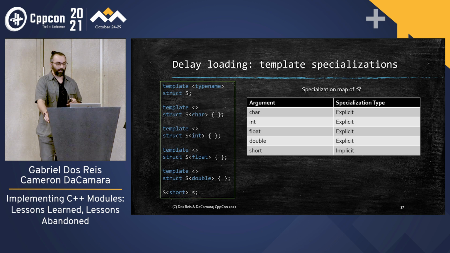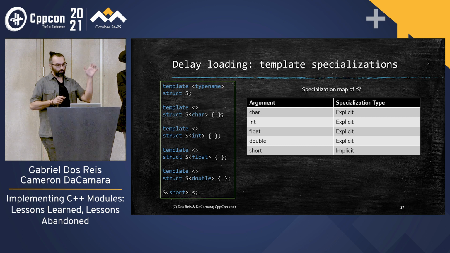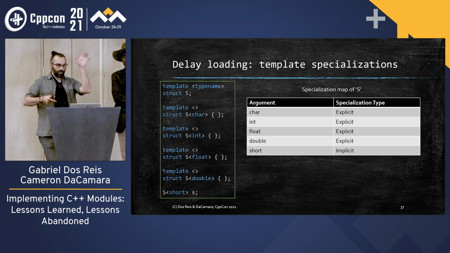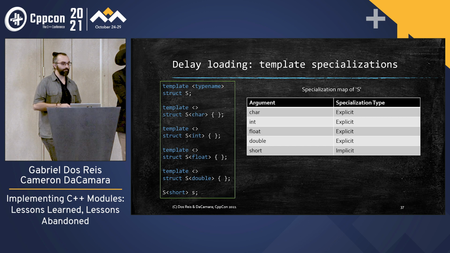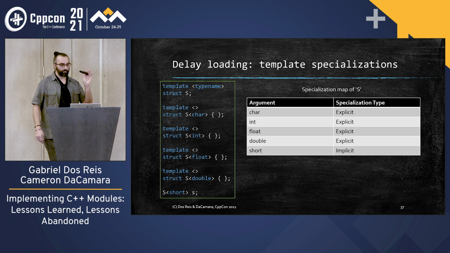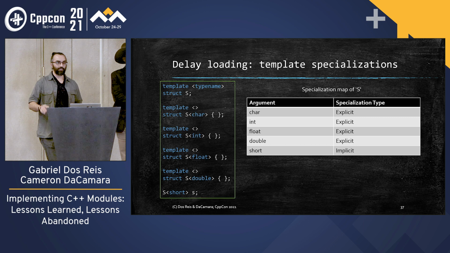And every compiler is going to have some kind of representation which is similar to this for templates. So when you create a template, it's going to create this map of specialization arguments to what type of specialization it is. In this case, we have a whole bunch of explicit specializations, and then we have an implicit instantiation.